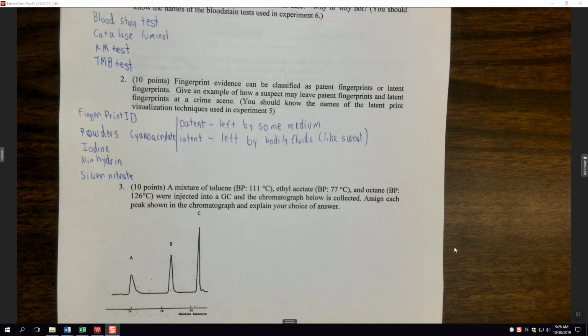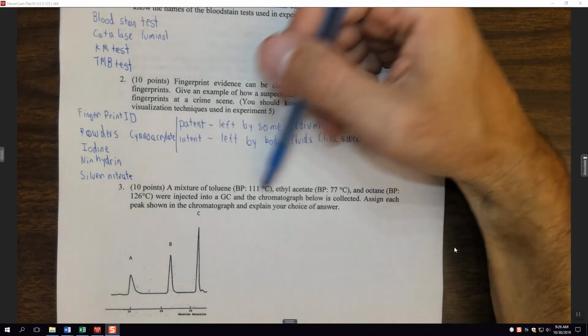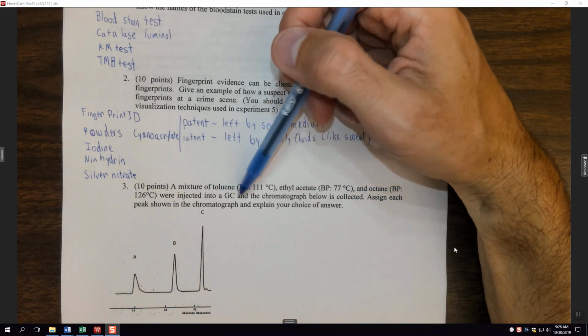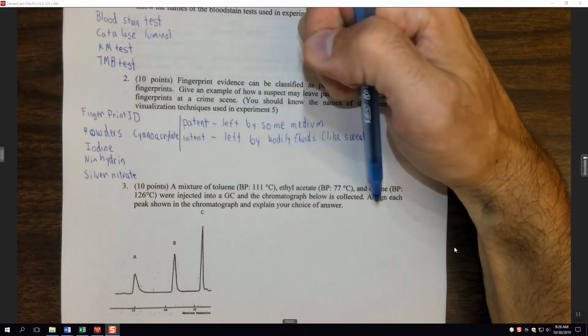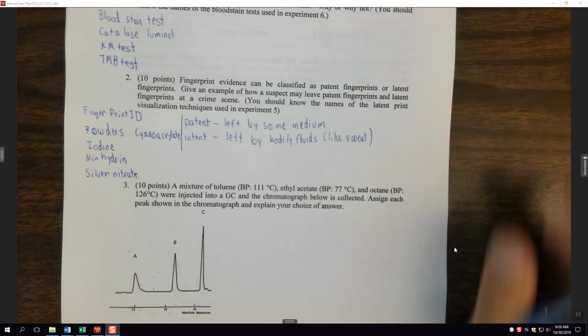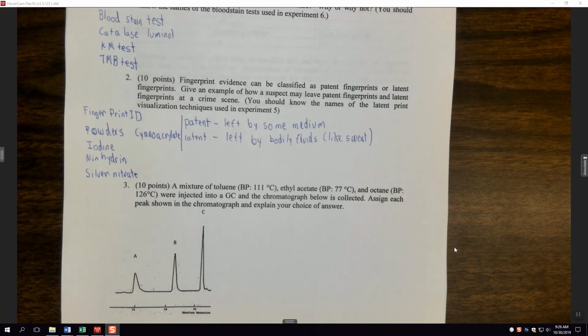It says a mixture of toluene, and it gives the boiling point, ethyl acetate, octane, were injected into a GC, and the chromatograph below was collected. Assign each peak in the chromatograph and explain your answer choice. So basically, as we talked about, in its simplest form, a GC separates molecules based on their boiling point.